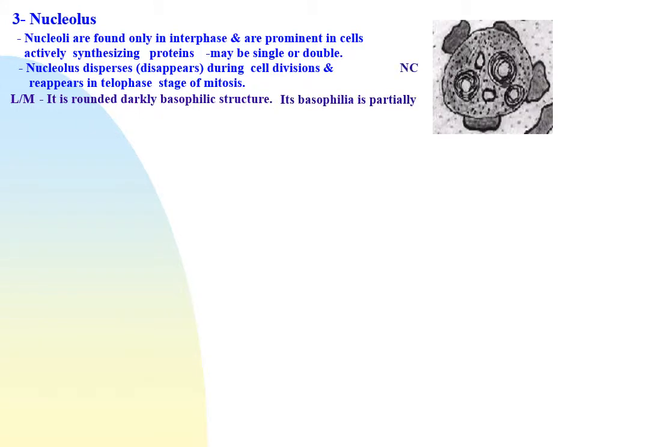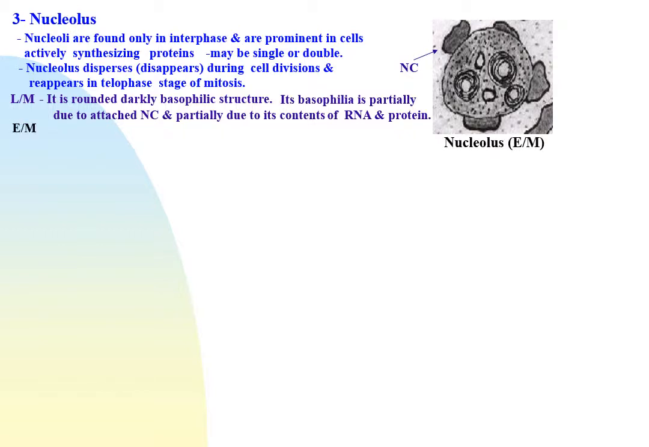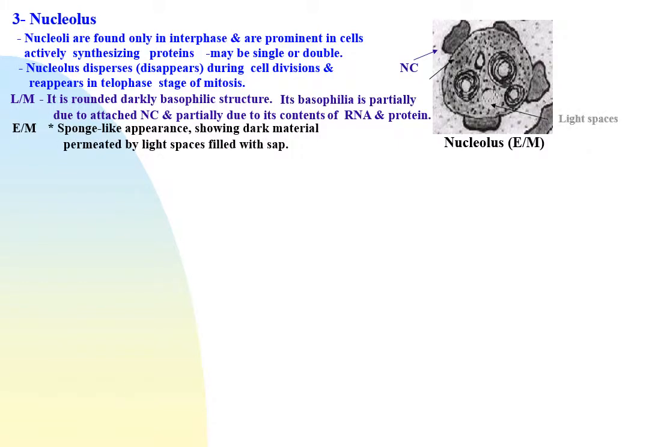By light microscope, nucleolus is a rounded, darkly basophilic structure. Its basophilia is partially due to attached nucleolus-associated chromatin and partially due to its contents of ribonucleic acid and protein. By electron microscope, nucleolus has a sponge-like appearance, showing dark material permeated by light spaces filled with sap.